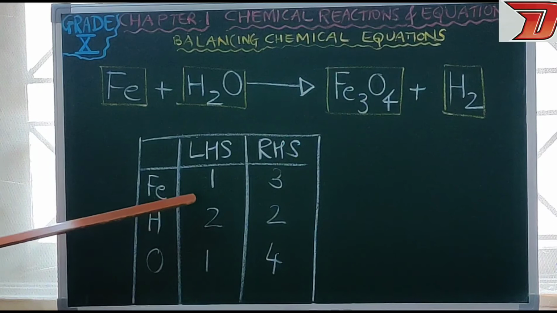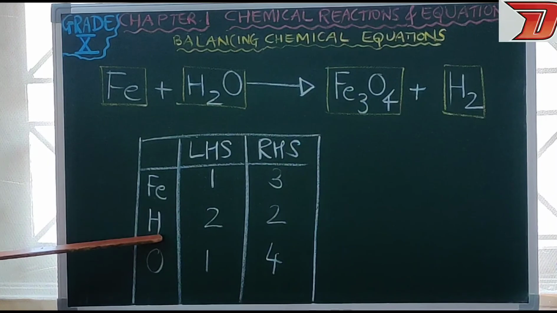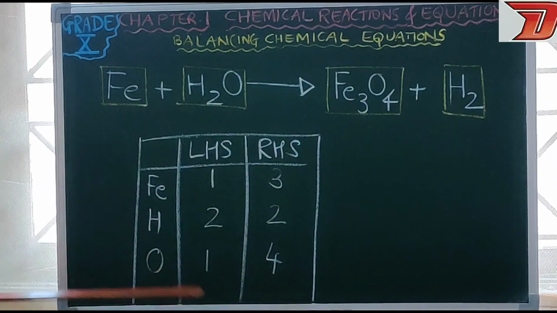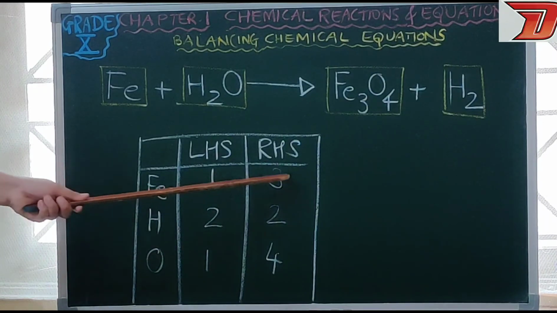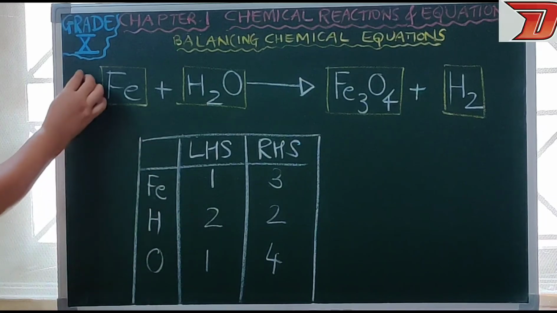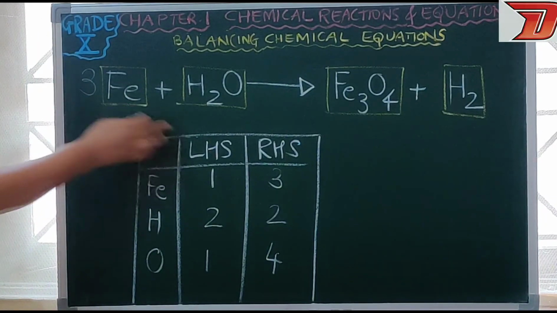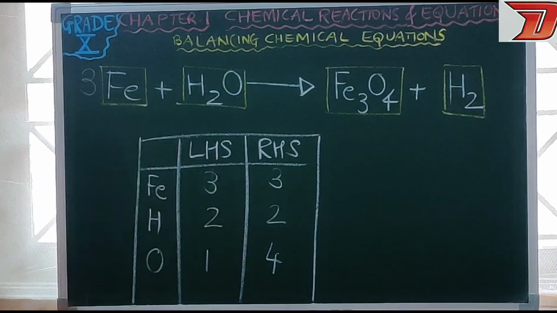Here you can see the number of iron atoms is different in LHS and RHS. The same number of hydrogen atoms is present on both sides, and there is a difference in oxygen atoms also. So whenever such things are there, first you have to start with the metals. That is, first you have to balance this metal on both sides. So here what we can do? We can just make it 3 like this. Now on both sides it is going to be 3. So let us cancel this and make 3. Both sides 3 are there.